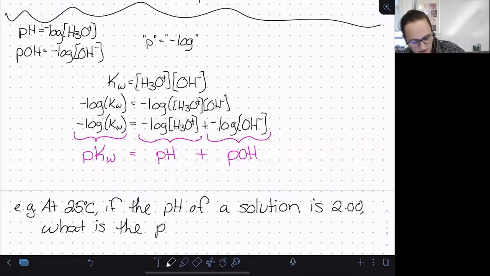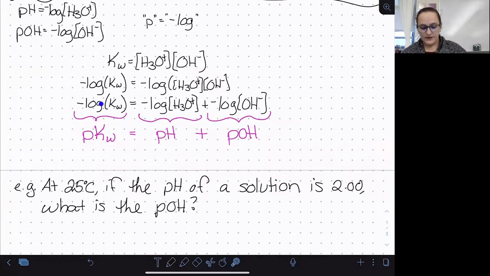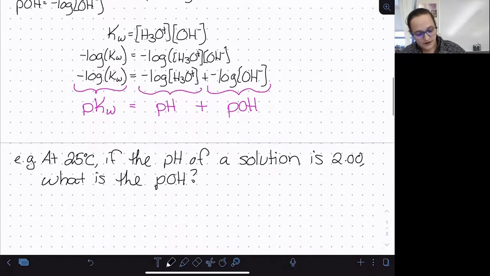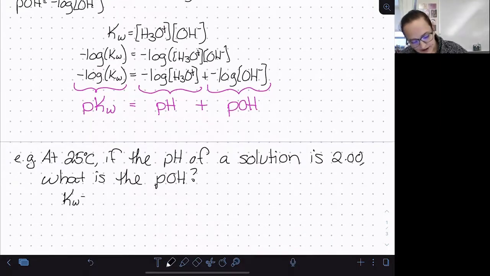what is the pOH? So to solve this, we could absolutely go through the whole process that we did before, where we go from pH to hydronium, and then we can go from hydronium to hydroxide, and then we can go from hydroxide to pOH. But this relationship allows us to go directly from pH to pOH. So depending on what information you have and what information you're solving for, one route or the other may be faster.